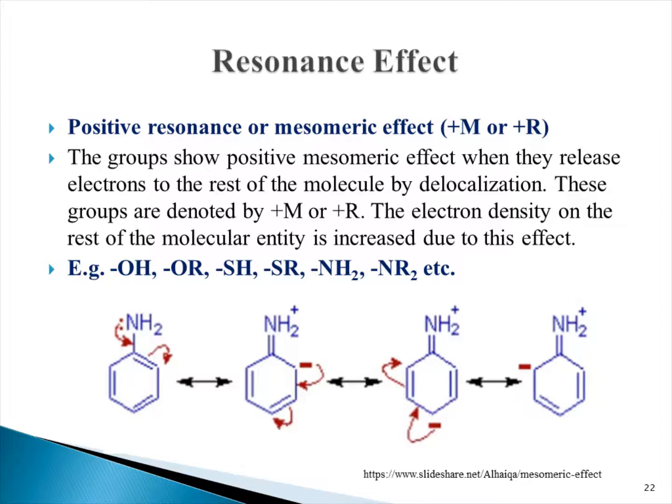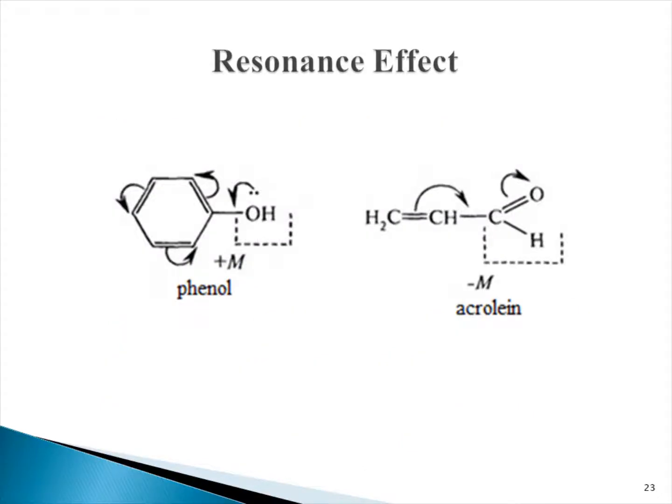Positive resonance or mesomeric effect. The groups show a positive mesomeric effect when they release electrons to the rest of the molecule by delocalization. These groups are denoted by +M or +R. The electron density on the rest of the molecular entity is increased due to this effect. Some examples of mesomeric effect are shown on the slide.